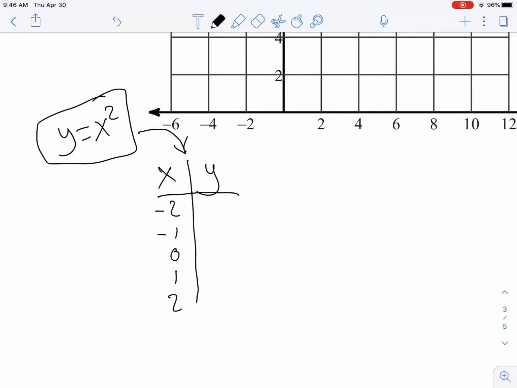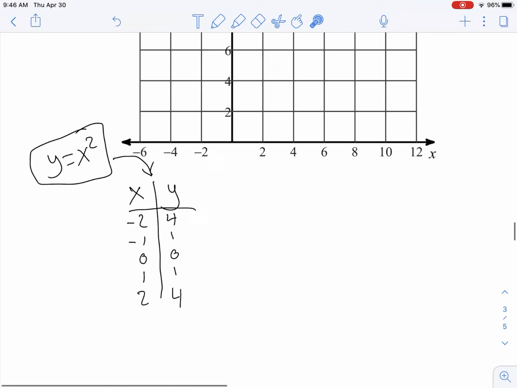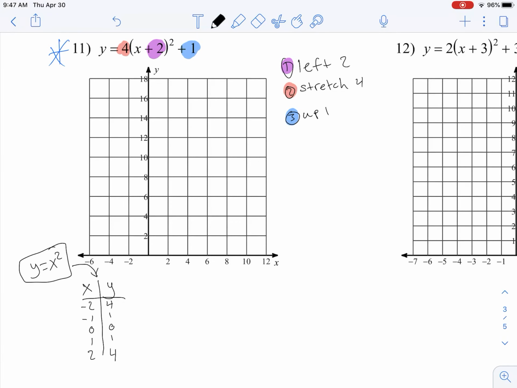On a table, we use our 5 favorite x values, and these are the y values that occur. If we square -2, we get 4. If we square -1, we get 1. If we square 0, we get 0. 1 squared is 1. 2 squared is 4. So that's our table.